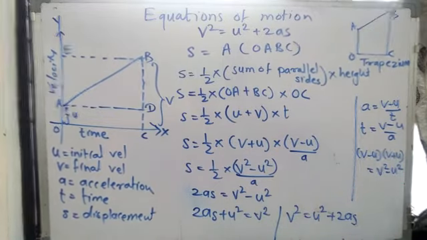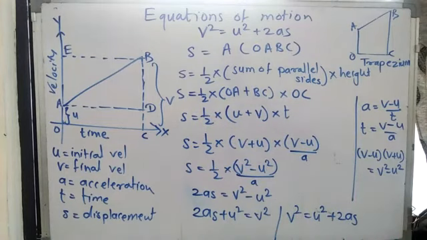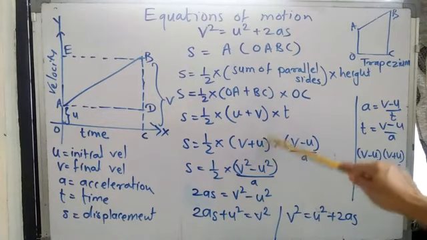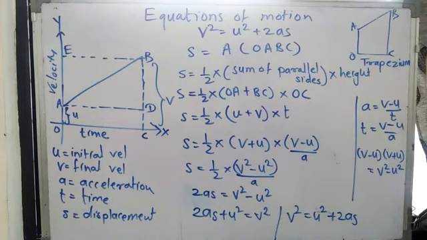So how does it change? See, S is equal to half. Now u plus v is written as v plus u. No change, no? 2 plus 3 means 3 plus 2, we can write it in any way. So u plus v is written as v plus u. And instead of t, here we have the formula of t from the formula of acceleration. From the formula of acceleration we got the formula of time: t is equal to v minus u upon a.